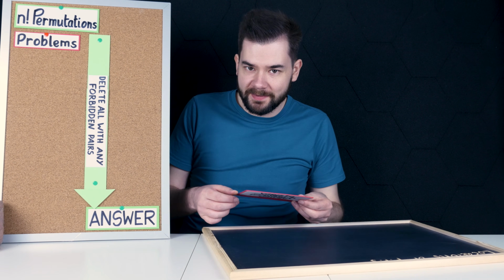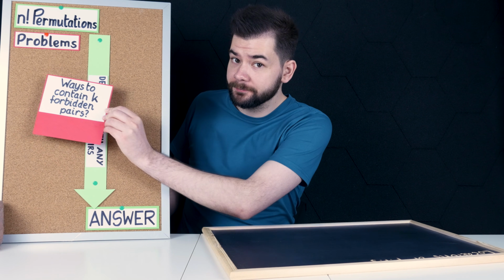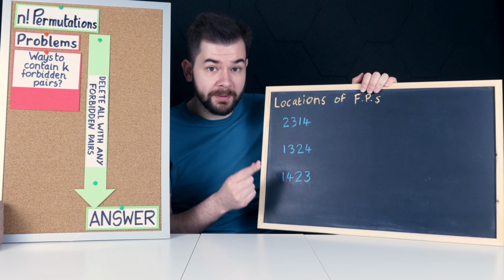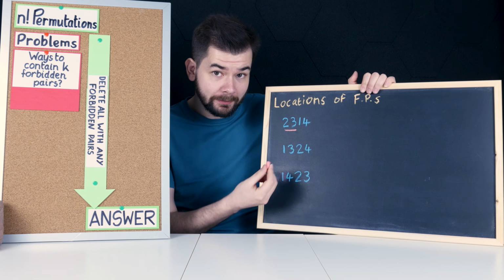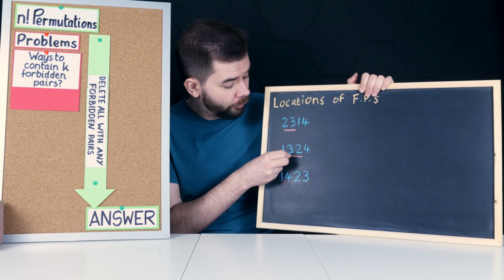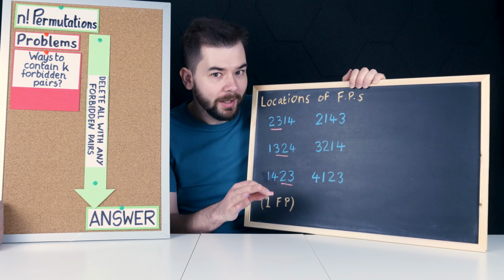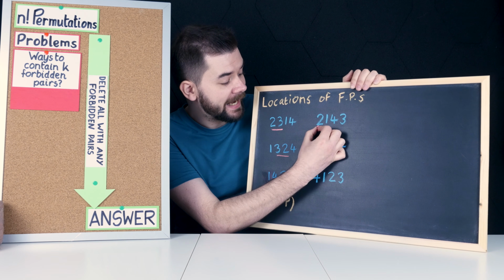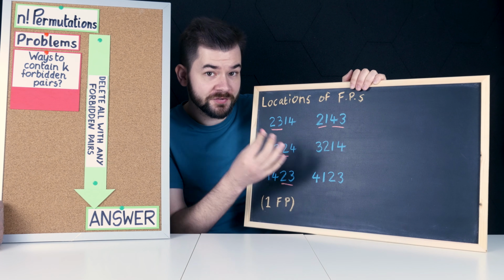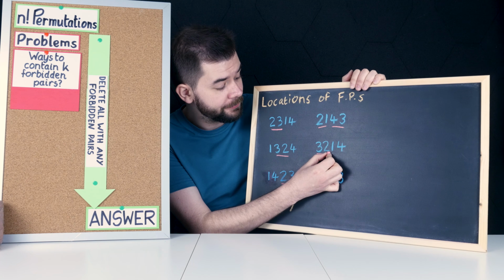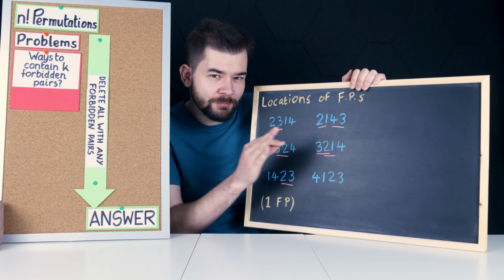And the first problem is this: how many ways are there of containing a forbidden pair? For example, in the 4 case, we could have a forbidden pair at the start, like in 2, 3, 1, 4. We could have a forbidden pair in the middle, like in 1, 3, 2, 4. Or we could have a forbidden pair at the end, like in 1, 4, 2, 3. But that's not all, because we could have a forbidden pair at the start and at the end, like in 2, 1, 4, 3. We could even have one at the start and in the middle, like in 3, 2, 1, 4. There are 2 distinct forbidden pairs here, they've just been smushed together.